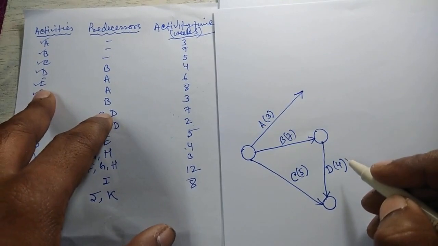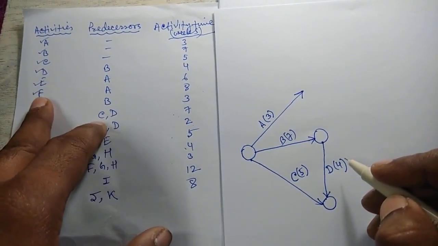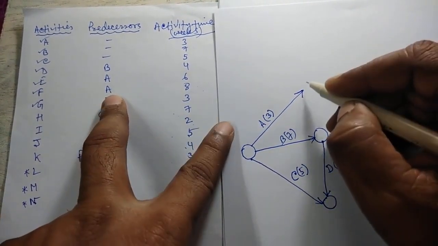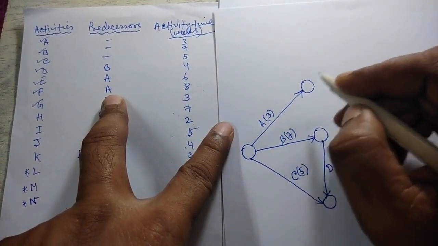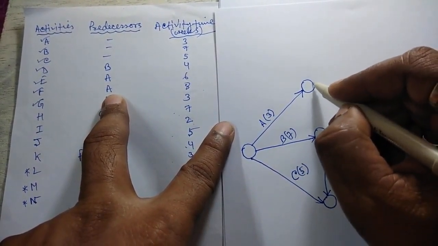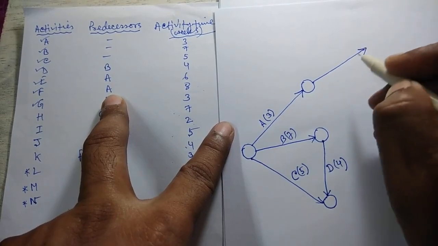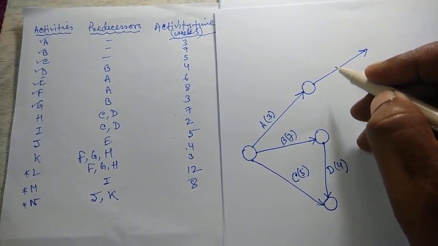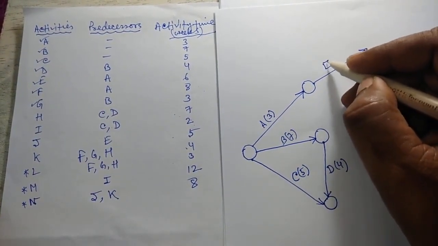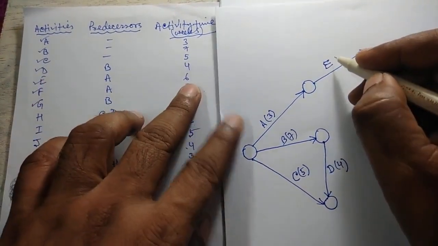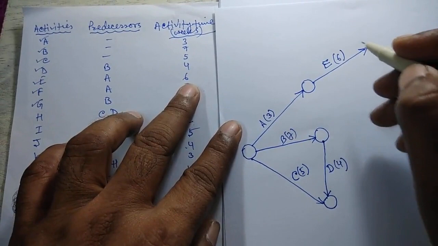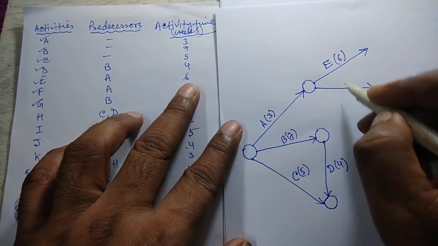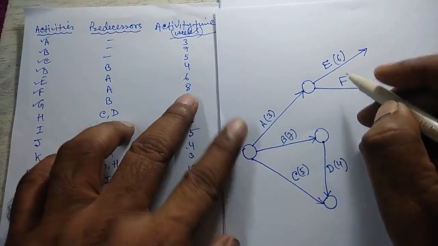Next, E and F both start after completion of activity A. So activity A ends here, and from here E and F start. Now see, this is activity E. Time is given as 6 weeks. And now F, it is 8 weeks.